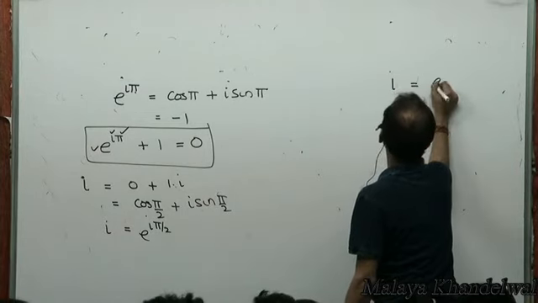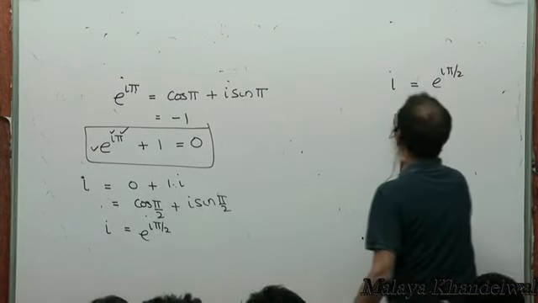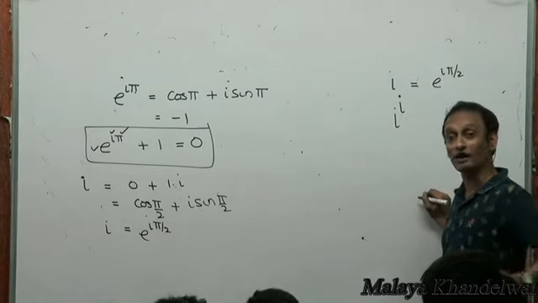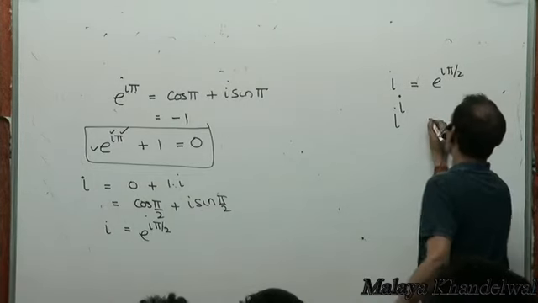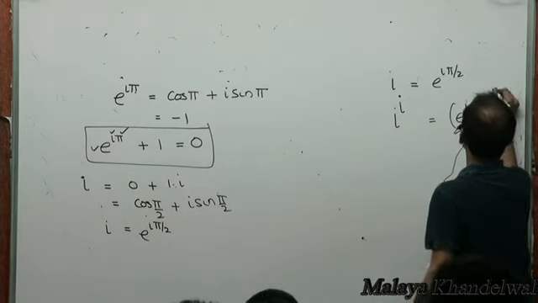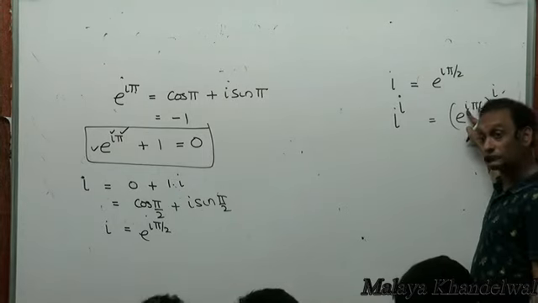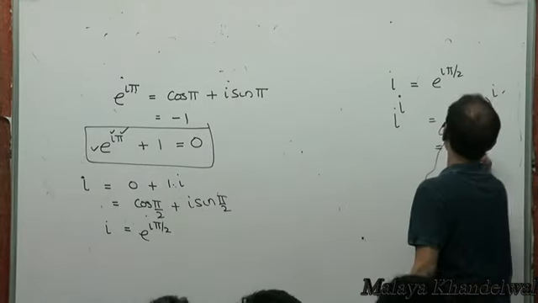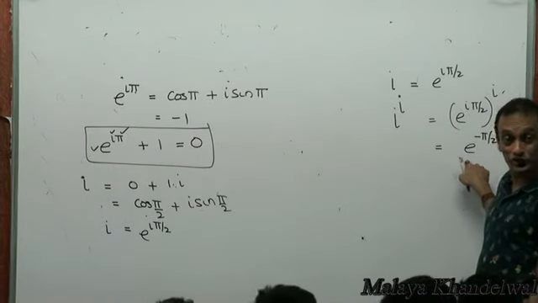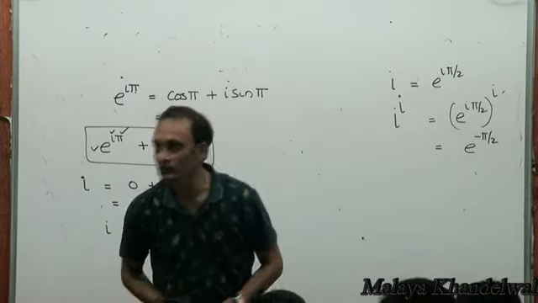I is e power I pi by 2, for example. Let me raise I to the power I. Right? This is e power I pi by 2 whole to the power I. Yes or no? I into I is -1. So this is e power minus pi by 2, which is a real number.